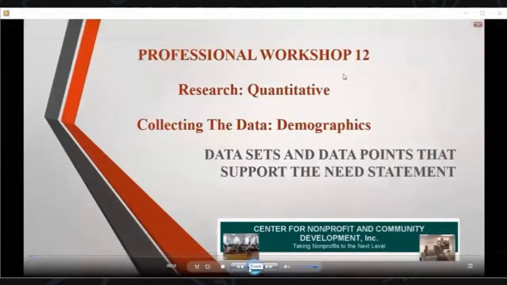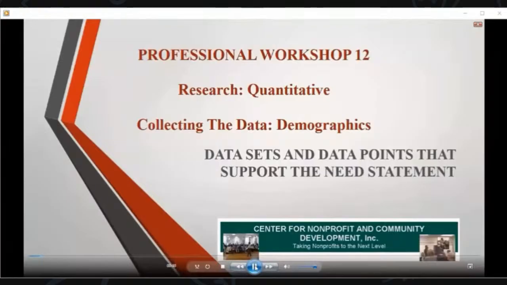Today, I'm going to talk about workshop 12, research. The type of research is going to be quantitative research. What is quantitative research? Quantitative research is any data that can count or measure anything.